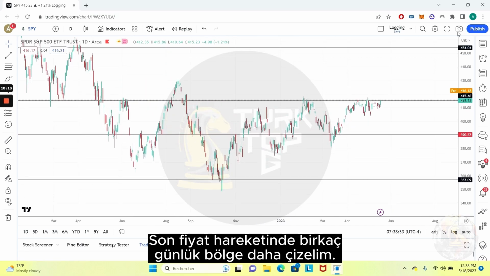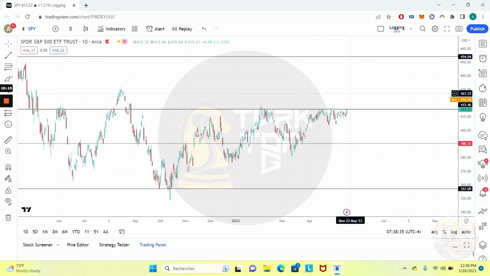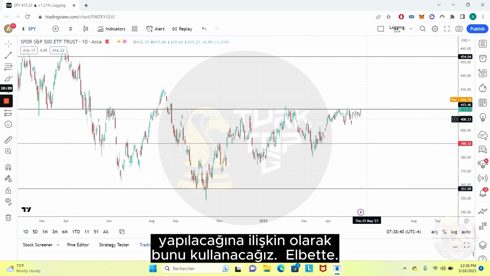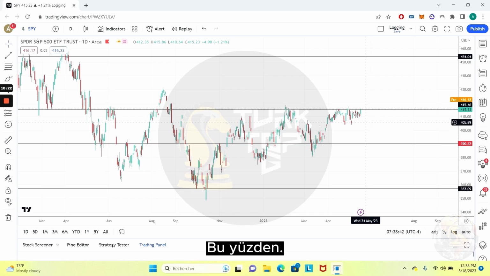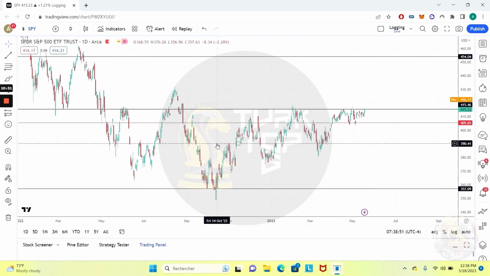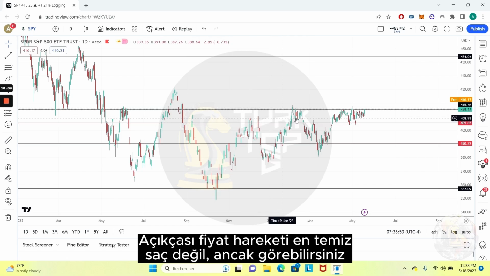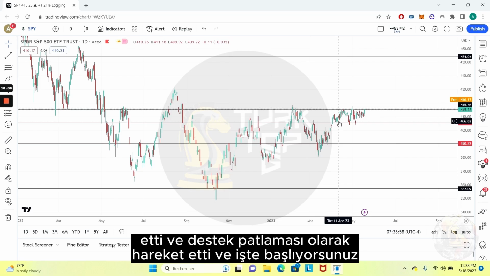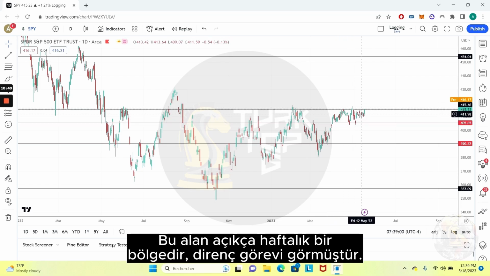Let's draw out some more daily zones in the recent price action, because we're going to use that in the next video on how to trade based on the zones, all right? So, you can see this area. I'll draw this out. This area has acted as a zone. Obviously, price action is not the cleanest here, but you can see acted as support, acted as resistance, acted as support, boom, and there you go.